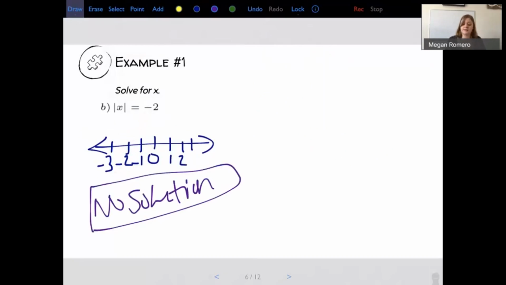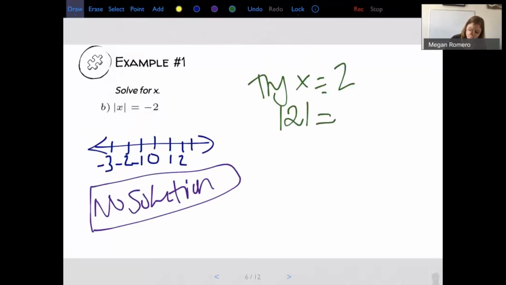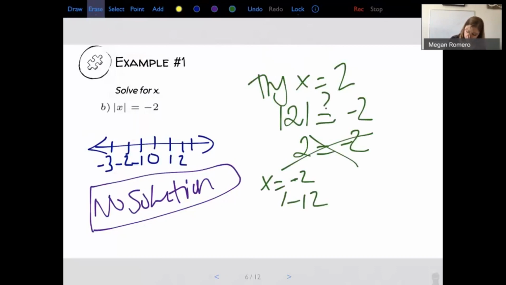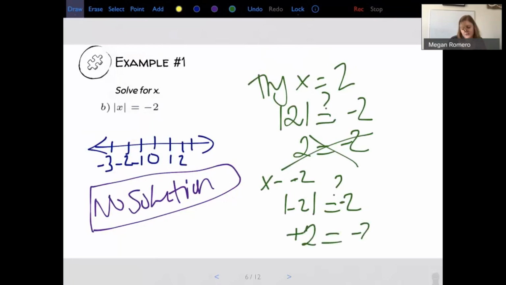The temptation here is to say that x equals 2. But if we were to try that, we'd have absolute value of 2, and then we get 2 equals -2, which is not true. Another temptation is to try x equals -2. But again, if we try that, we would have absolute value of -2 equal to -2, and we'd end up with 2 equals -2, which is not true either. So this is an example of where an absolute value equation has no solution.